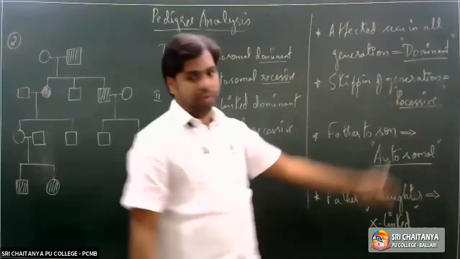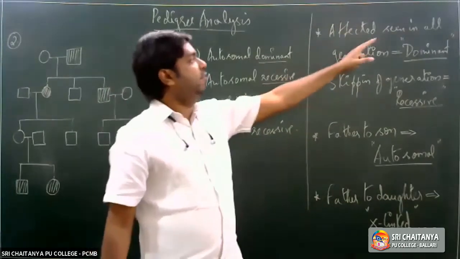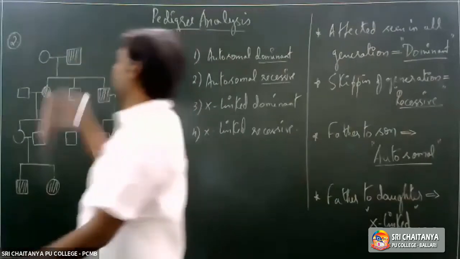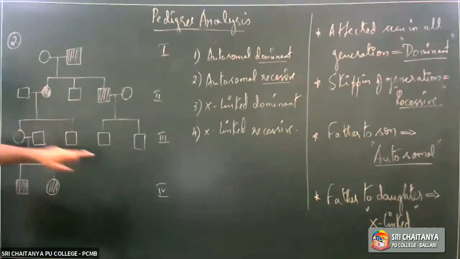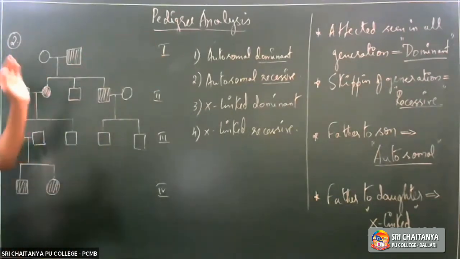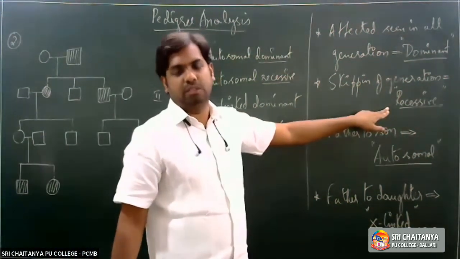Again, let us go through the same things. First, check whether it is dominant or recessive. Affected individuals seen in all generations means dominant. If there is skipping of generations, it would be recessive. Let us check. In the first generation, the father, a male, is affected. In the second generation, a male and female are affected. In the third generation, no one is affected. And in the fourth generation, both children are affected. So in the third generation no one is affected, so there is skipping of generation. Since there is skipping of generation, we can be very sure that it is a recessive trait.